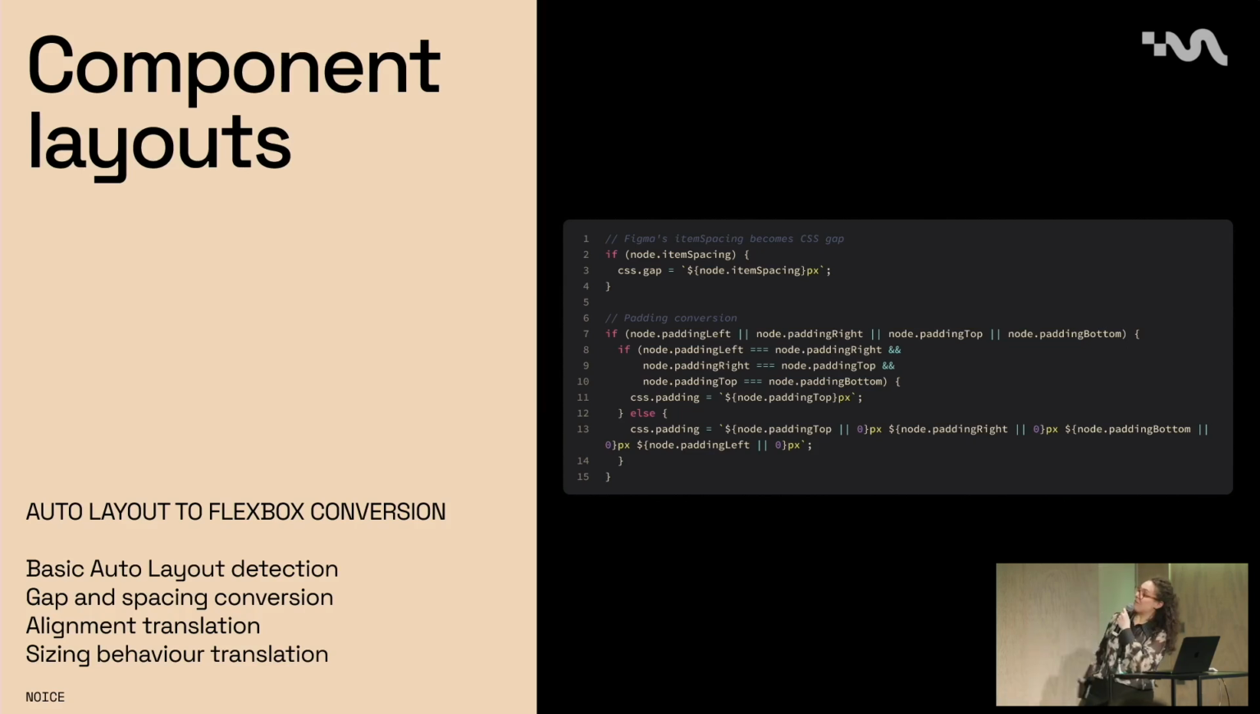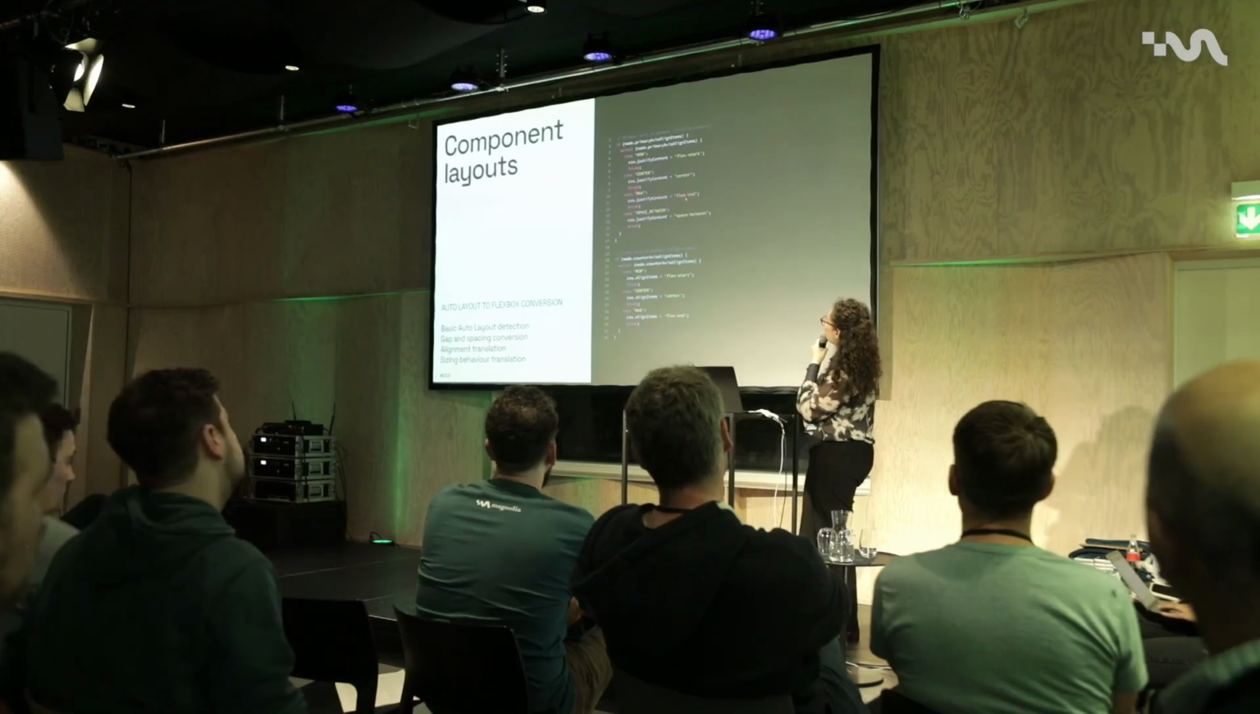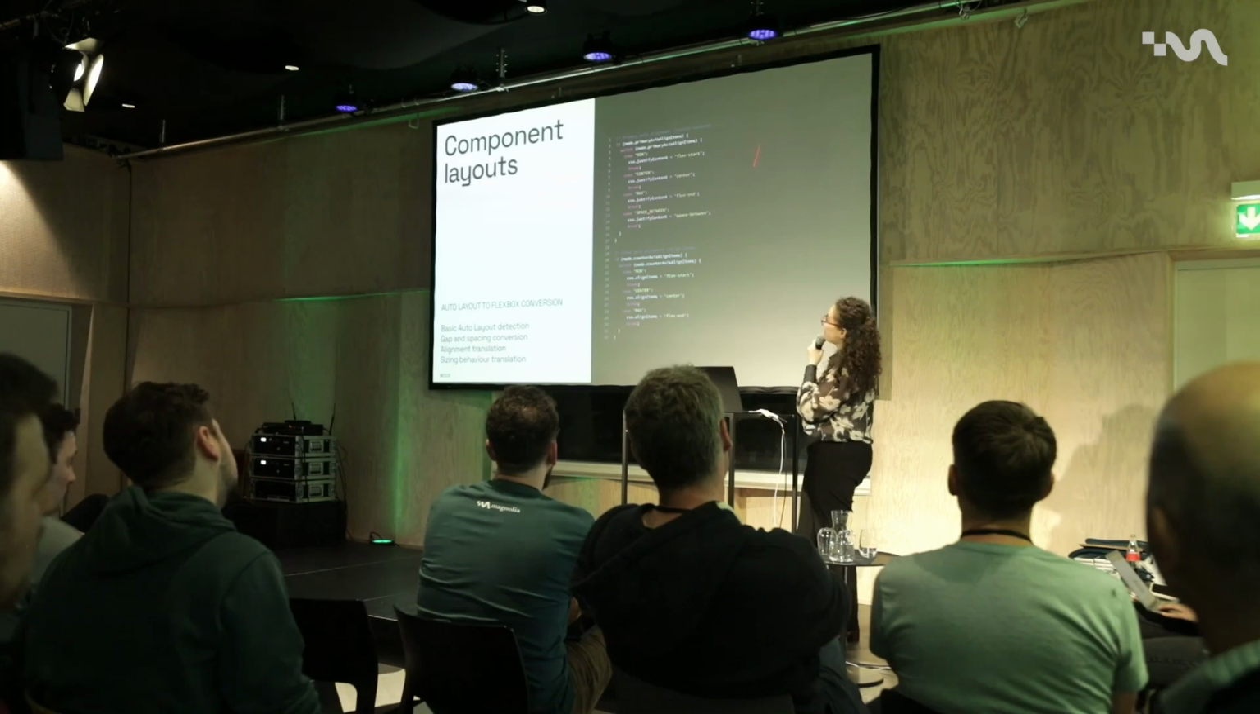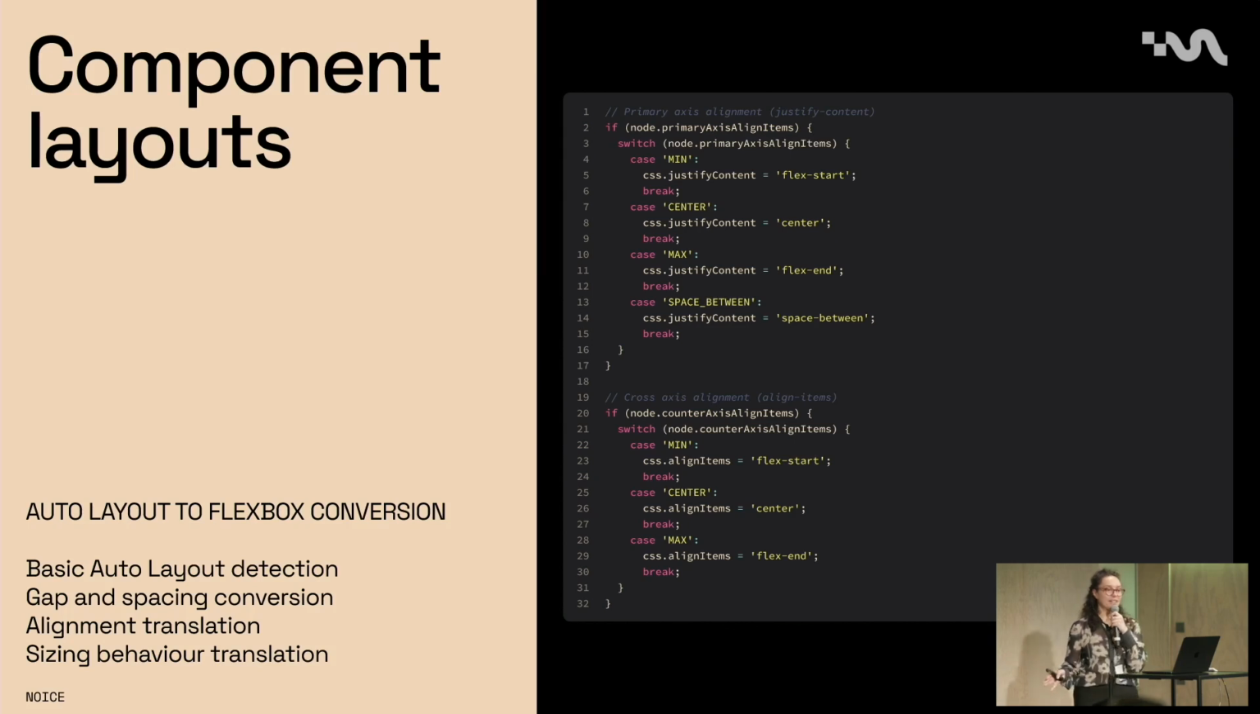Padding is slightly more complex. If all of the padding values are equal, we can use the shorthand. Otherwise, we generate the full four-value syntax. With alignment mapping, this is where Figma starts to diverge annoyingly from CSS. Min becomes flex start, center stays center, max becomes flex end, and space between stays space between. We do handle primary axis and cross-axis alignment, but we're missing some CSS values like space around and space evenly, which aren't available in Figma.